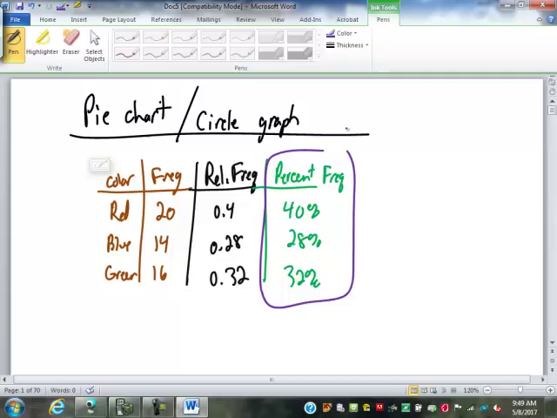If you don't remember how I got that percent frequency, or the relative frequency, go back and look. Remember, I had to find the total of 50, and then each frequency had to be divided by that total. So when we do a pie chart, that's what we're graphing, is that percent.